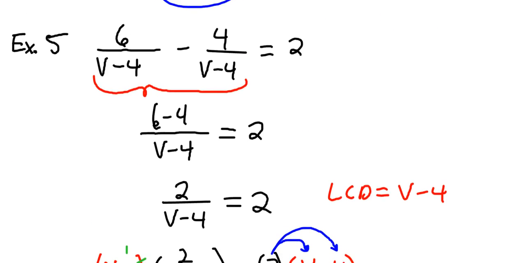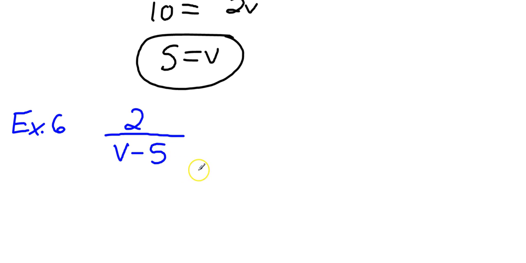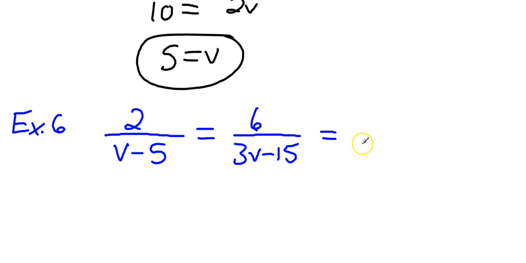What number are we on? Number 6. Okay. So let's go with 2 over v minus 5 equals 6 over 3v minus 15, minus 4.